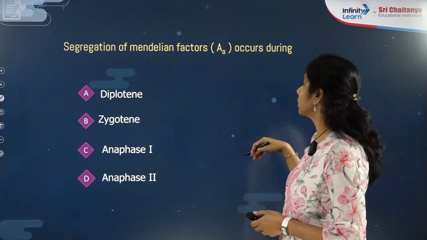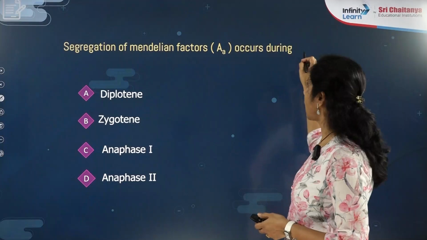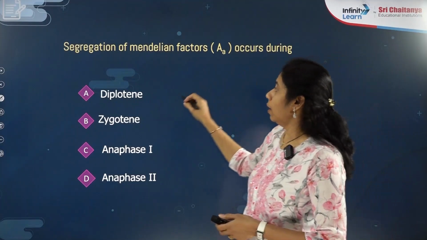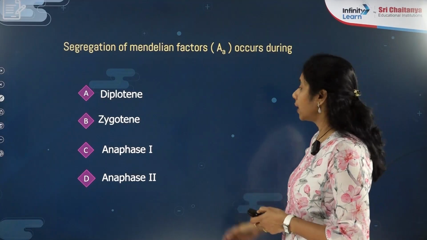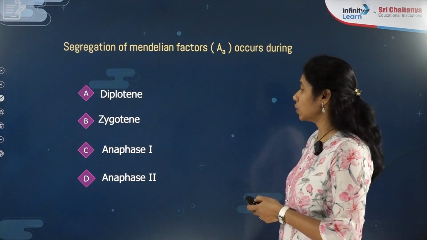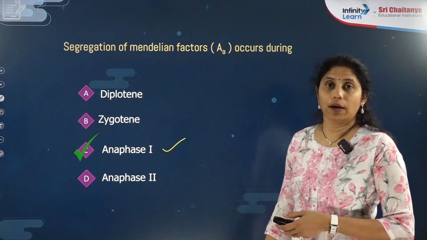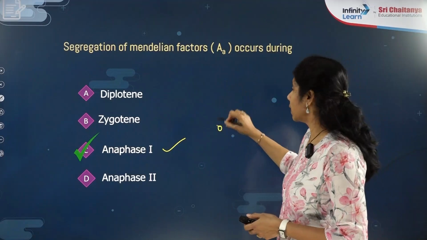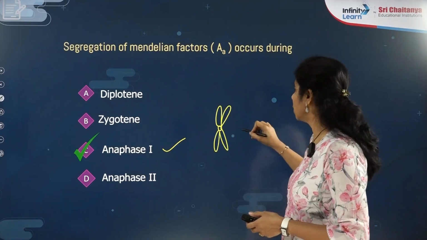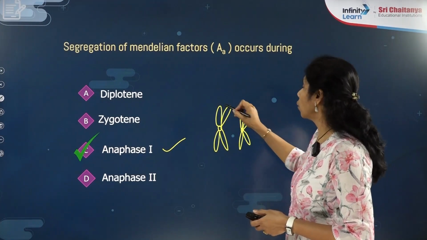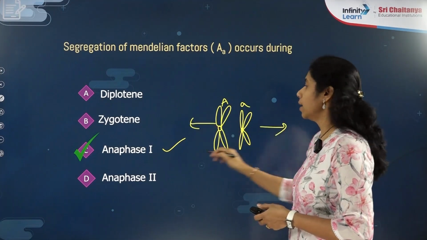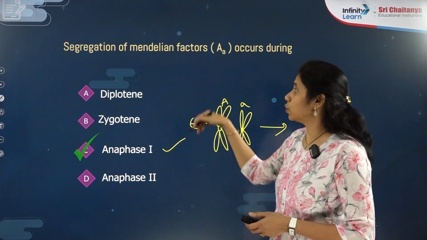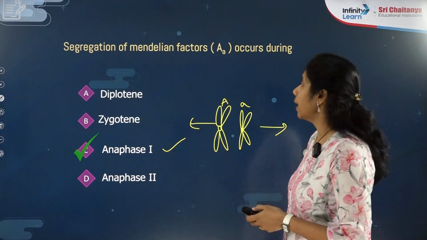Segregation of Mendelian factors, this is capital A, small a, occurs during diplotene, zygotene, anaphase 1 and anaphase 2, where they are actually getting segregated. Segregation occurs in anaphase 1 because they are getting separated like this. Homologous chromosomes are there. I am taking one chromosome capital A and another chromosome small a, so they are getting separated in anaphase 1. So, segregation of Mendelian factors occurs in anaphase 1.